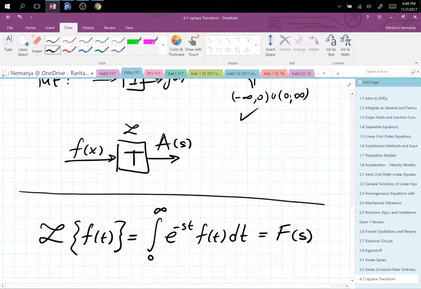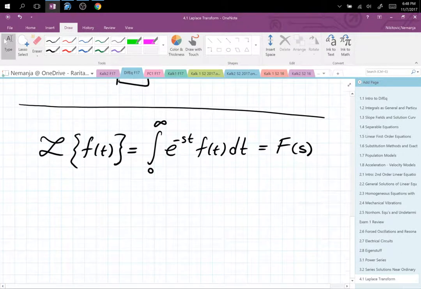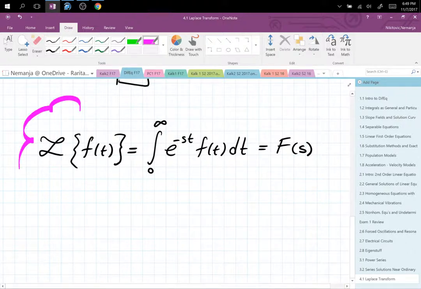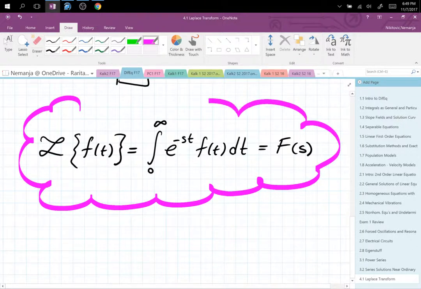Lowercase f and capital F are different functions. But we just want to associate the function coming in with the function coming out, because there's one-to-one correspondence there. So when we are defining Laplace transform, I'll put this on the cloud. This is your Laplace transform.